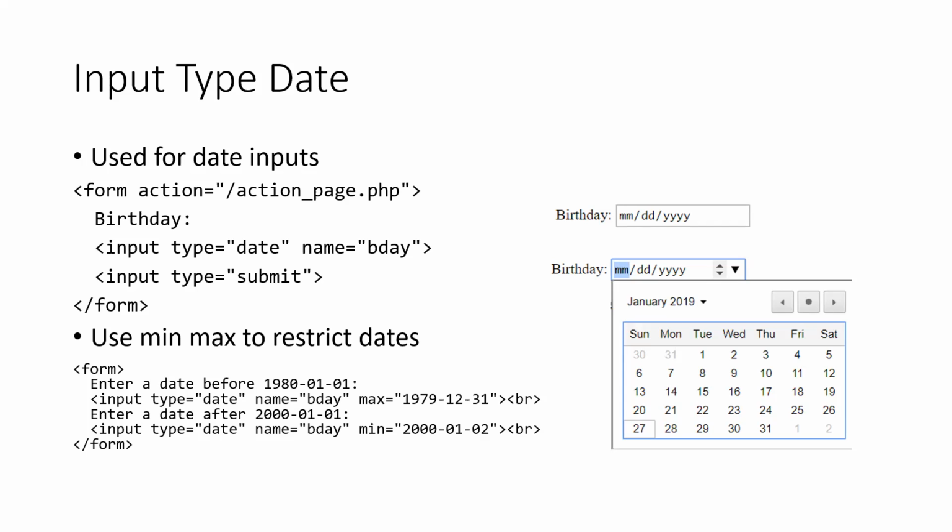So for example, you can restrict the data. If you want to enter a date before January 1st, 1980, you specify a max value, and it says 1979-12-31. Or if you want to select a date after a particular date, then you specify a minimum value, right? So this is sometimes easier when we just use a calendar for the date information.